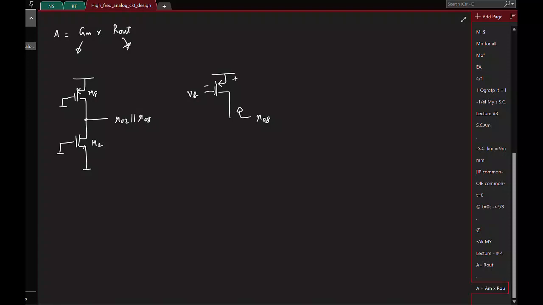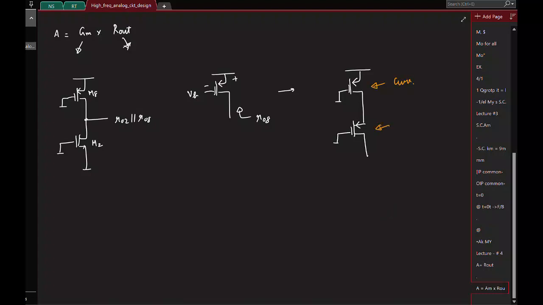Now we know this is not a great current source, but do you guys know a technique to make it a better current source? We know how we can put a current buffer, right? So this is not a great current source, but we can put a current buffer, which is basically a common gate configuration. Fine. Again, I am drawing only the incremental equivalent. So this is the main current source.